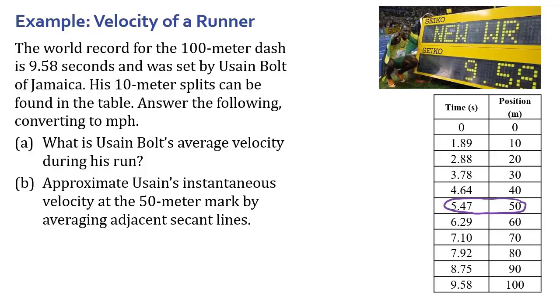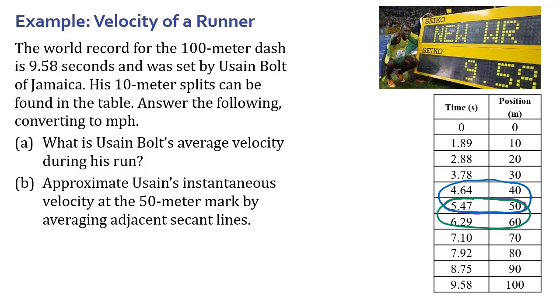Since this is the information I have, we're going to figure out the average velocity as he's approaching that 50-meter mark, finding the secant line that goes through those two points. And then the average velocity as he's leaving the 50-meter mark and moving on to 60. If we can see his speed as he's approaching 50 and his speed right when he leaves 50, and average those two together, then I can get a good picture of his instantaneous velocity right there. So let's do the first one.